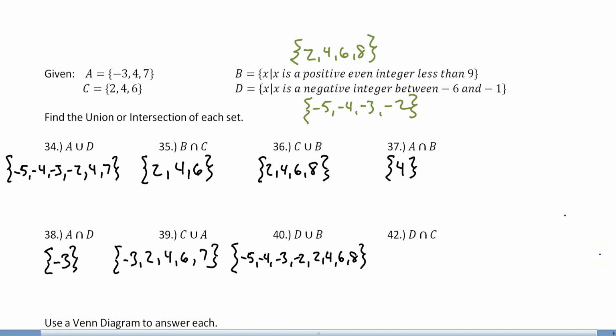All right? And then the intersection between D and C. When you look at D and you look at C, what do they have in common? And the answer is they don't have anything in common, which means this is going to be the empty set or null set. Okay? And if you just put an empty set of braces, or you just put the null set symbol, I'll accept that as well. Okay?